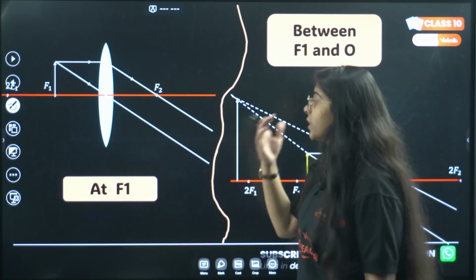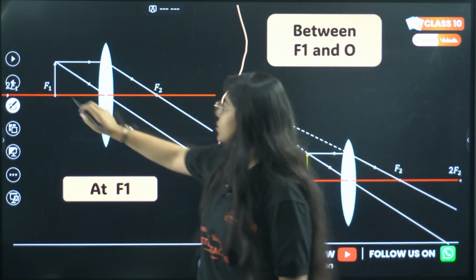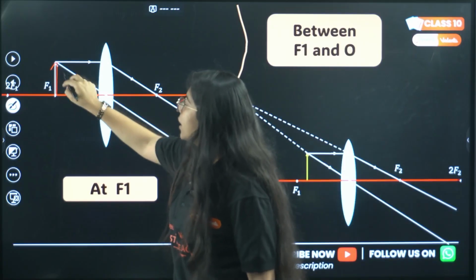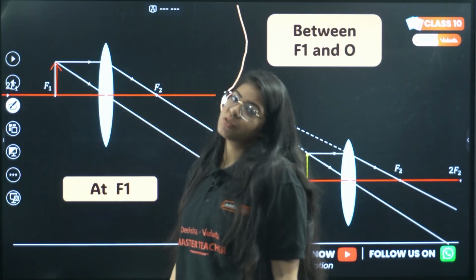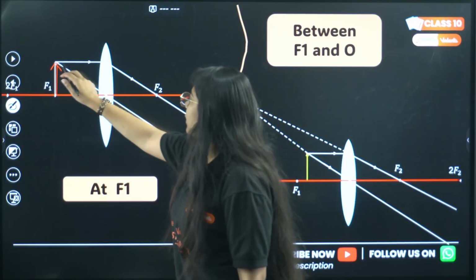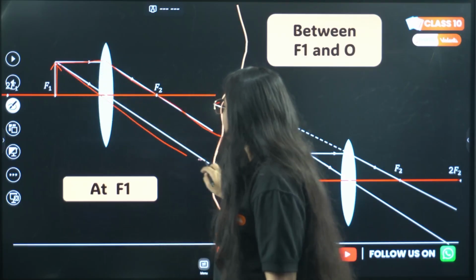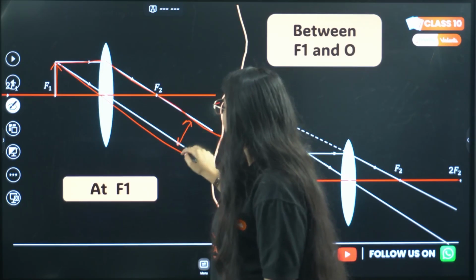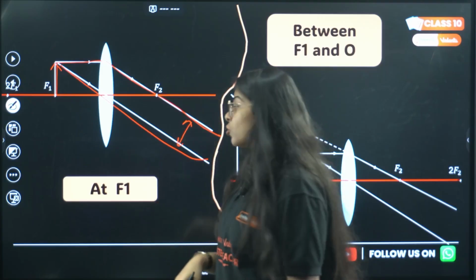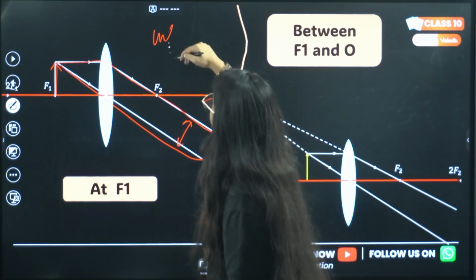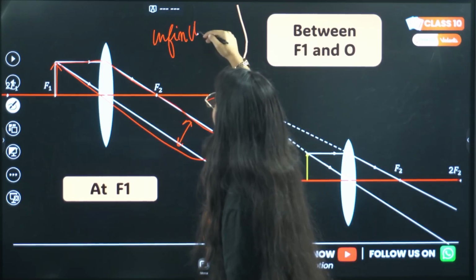Okay. Next is the object is more closer to the lens, which is at focus. Now at focus, we know the image will be at infinity. So one ray will come parallel, passes from focus, another will go from optical center, and the distance between these two remains same. So the image will be formed at infinity.